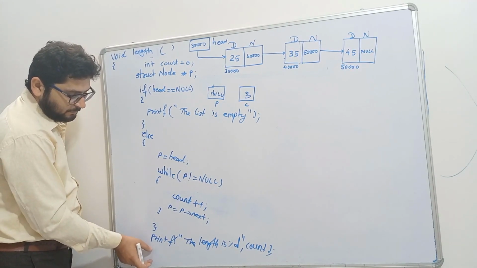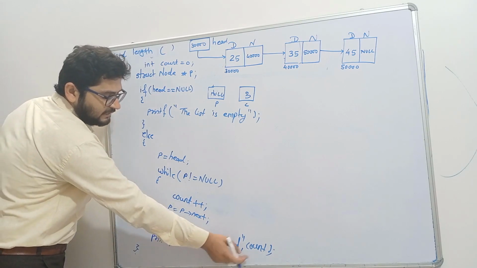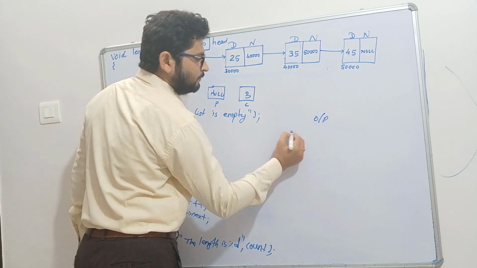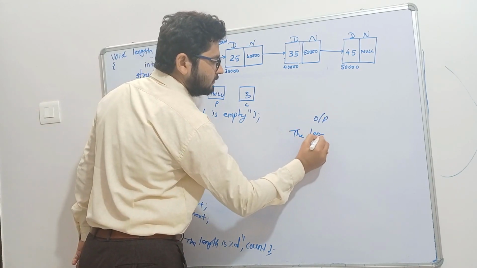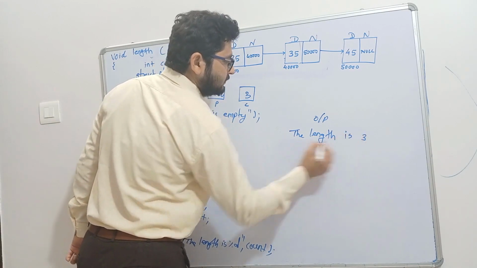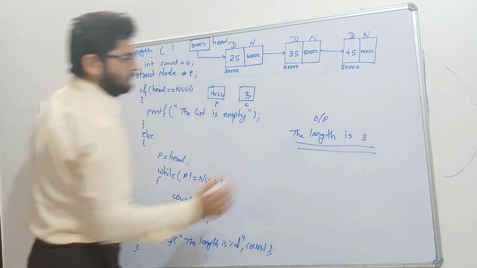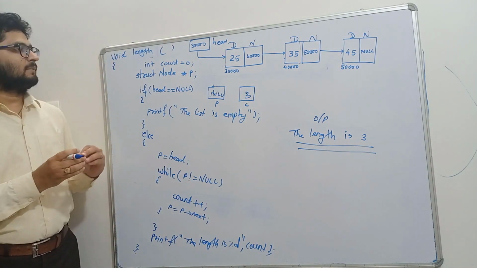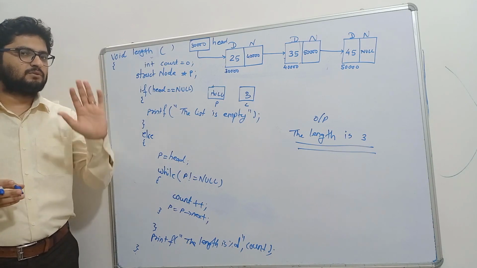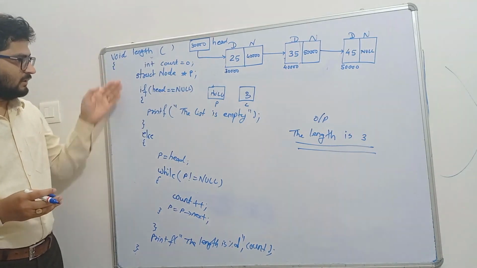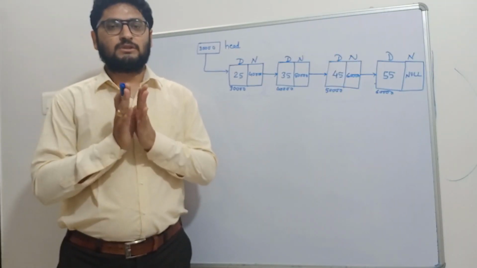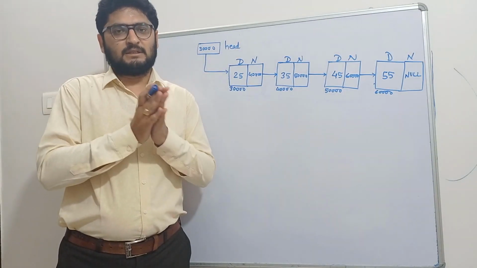Now here it will printf, the length is %d, that is count. So count, it will print. What will be the output over here? The length is 3. So this will be the output of this function. So that is nothing but the length function. Once we have seen the display function, the length is very similar to the display function, only with minor changes. Okay, let us now see how to search whether a particular value in the linked list is present or not.